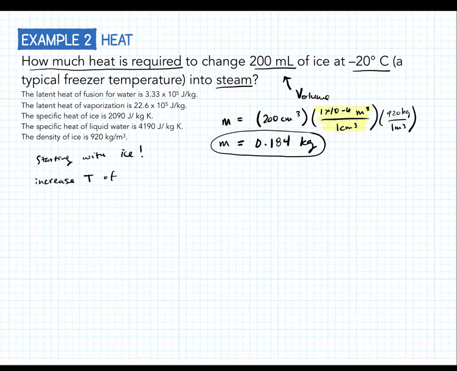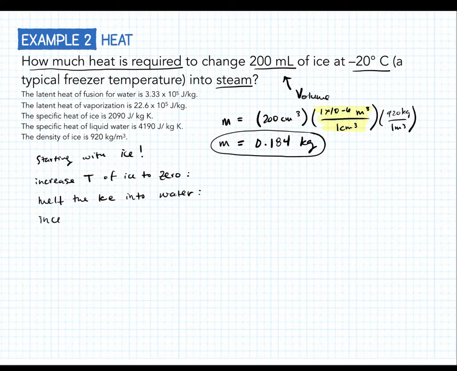Then what do? We add more heat to melt the ice, right? So we raise the temperature, then we melt the ice. So we have an MC delta T, and then we have an ML, okay? And then you have water.